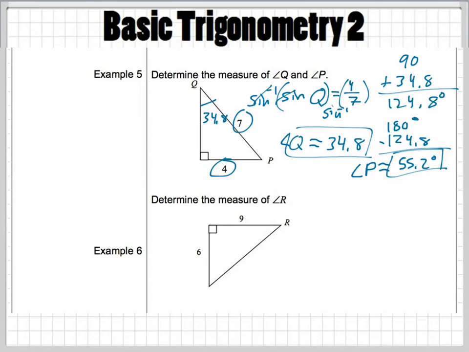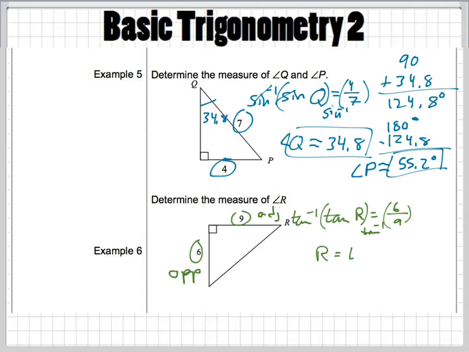Alright, let's do the next one. To find r here, we have to use these two sides. And what are these two sides in comparison to the r? You guys are giving up on me. I know, you're getting tired. That's opposite. That's adjacent. Okay, so we have tangent of r equals opposite, which is 6, over adjacent, which is 9. We do the inverse tangent of both sides. So tangent -1, tangent -1. We get r equals tangent -1 of 6 over 9.